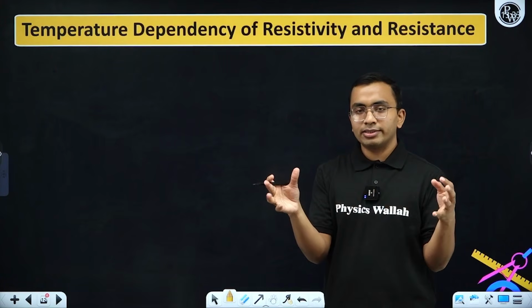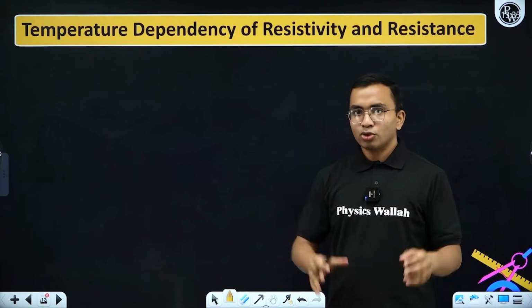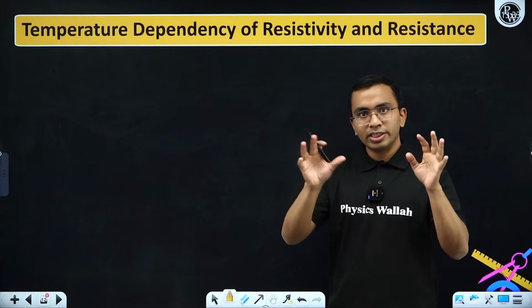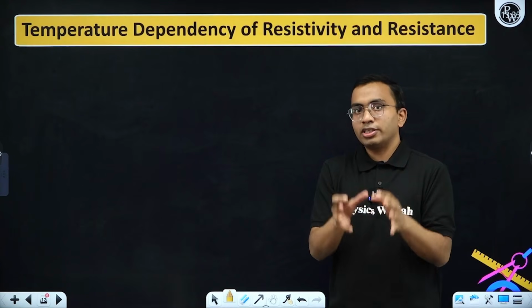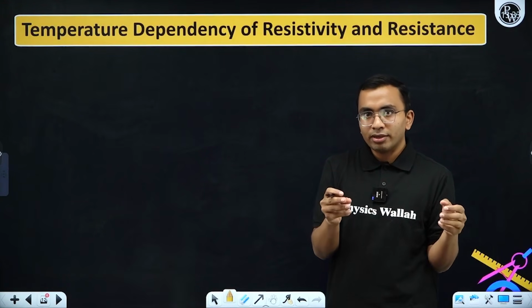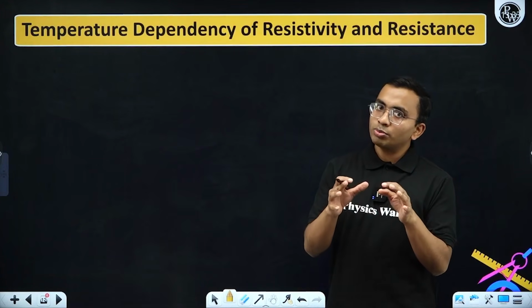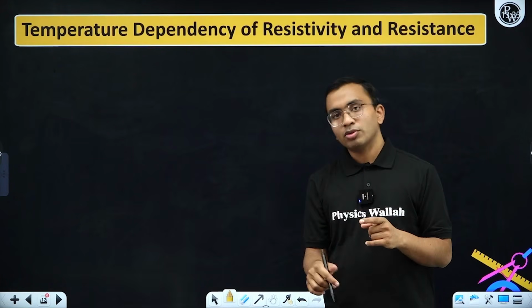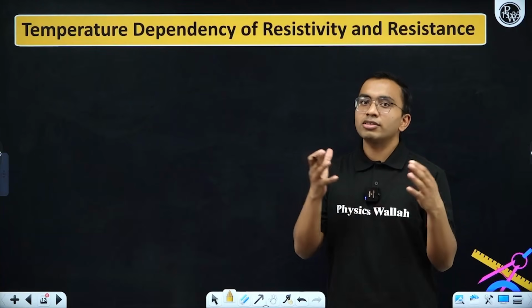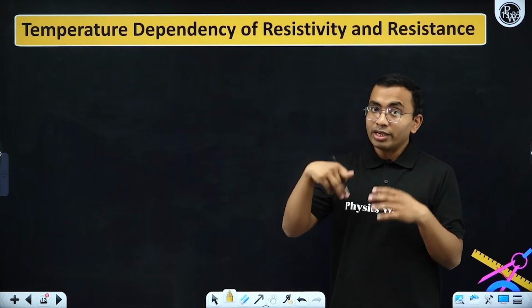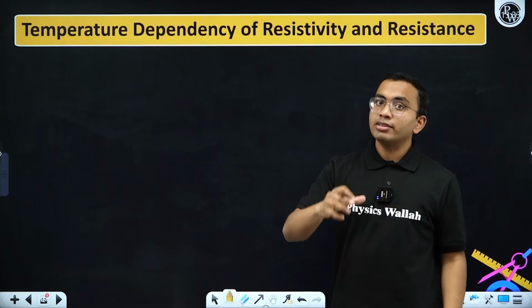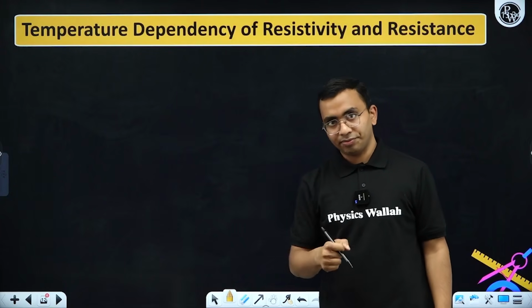Let us take a conductor, and you are increasing the temperature. So the oscillations of the positive ions will increase. What will happen? There will be more collisions with electrons. More collisions means greater resistance. Greater resistance means the resistivity is greater. So when you are increasing the temperature, basically the resistivity is increasing.